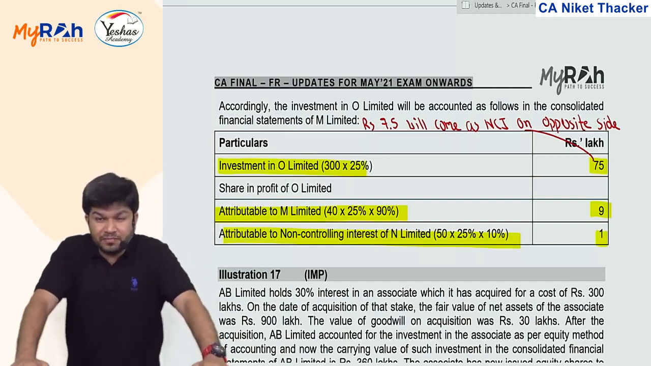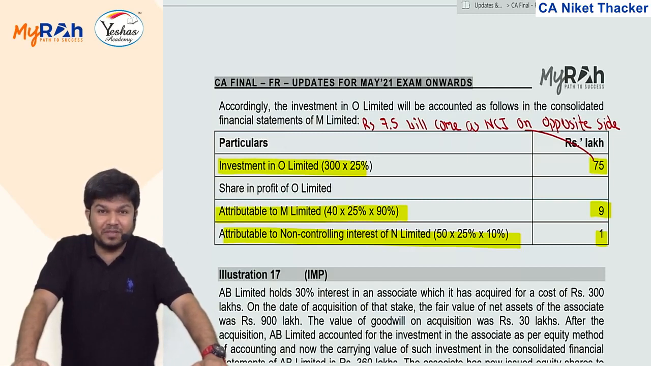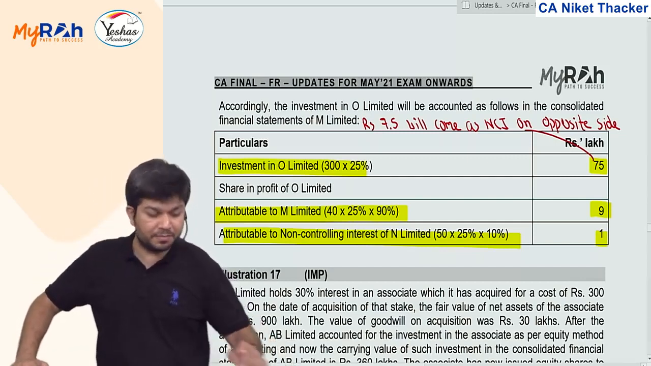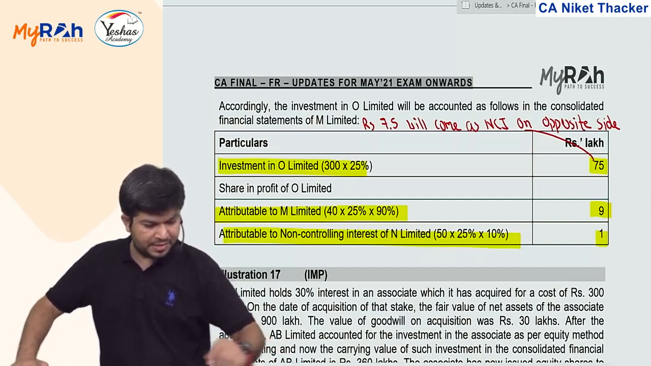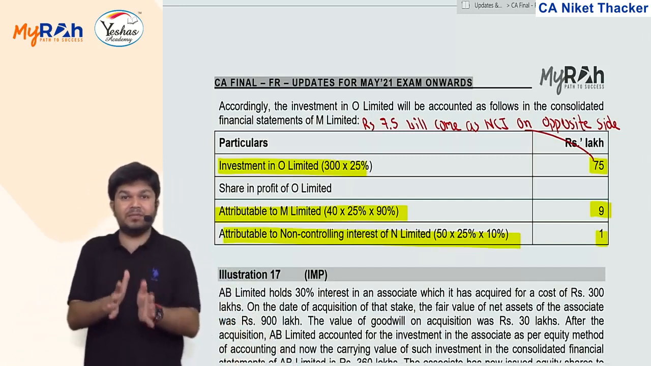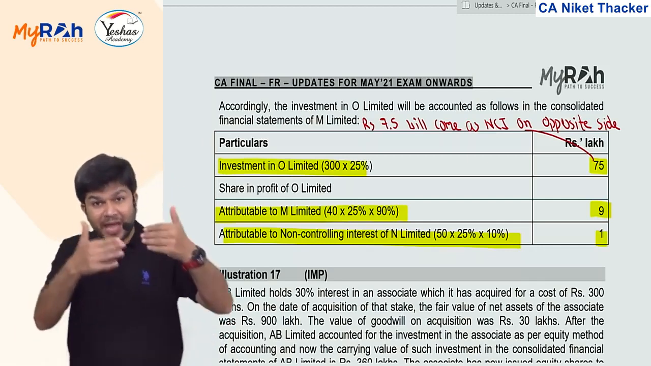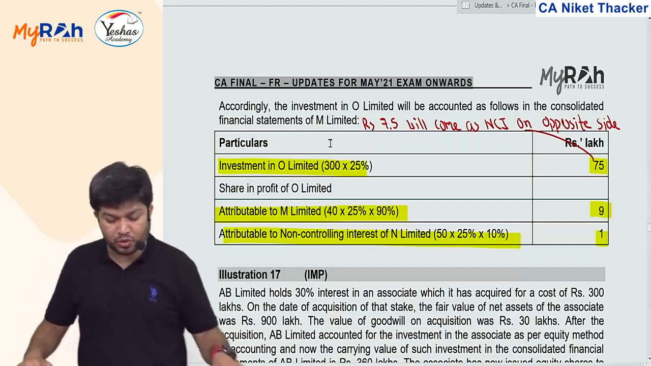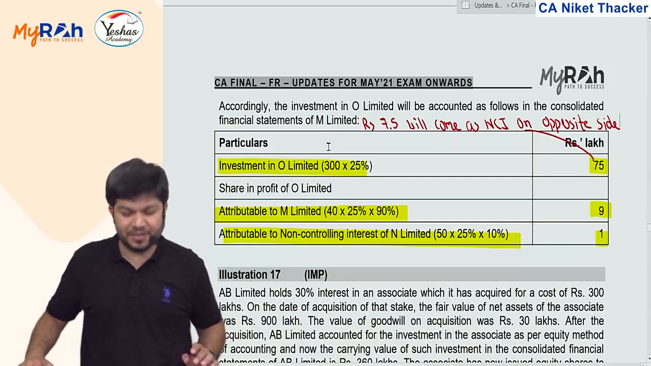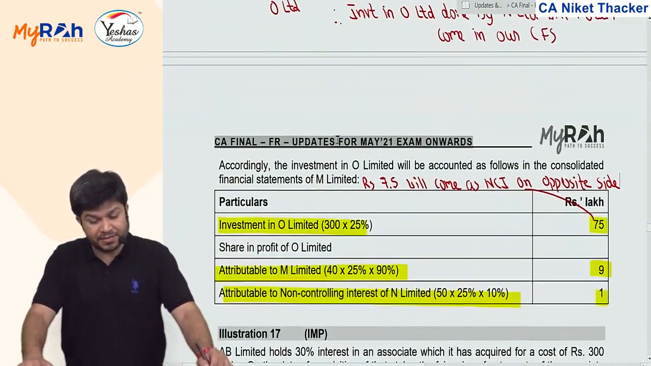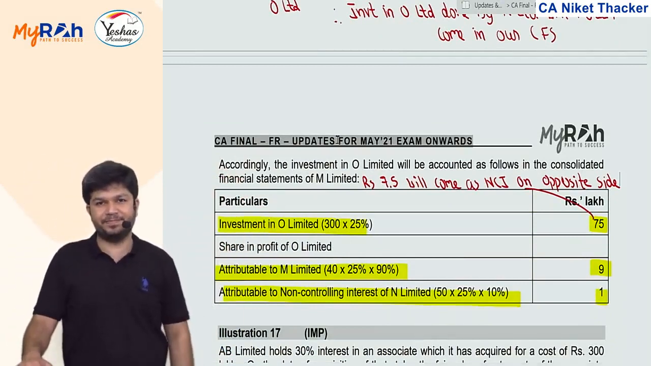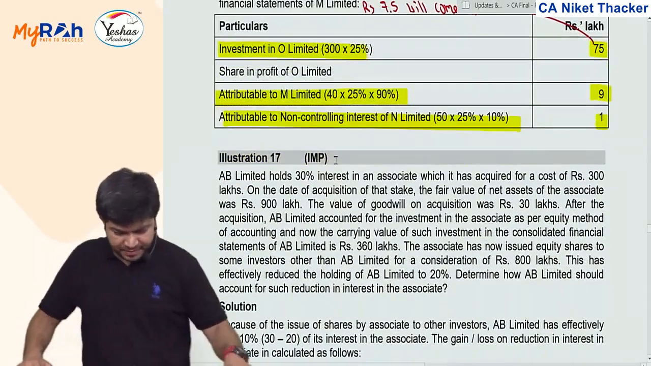Now the share of profit is 40, of which 25% is the share, so 10 comes. In our P&L we will have 9, and 1 will go to NCI. I hope you are clear. We add 100% of the asset, and the opposite 10% will appear under NCI. Done. Next question.